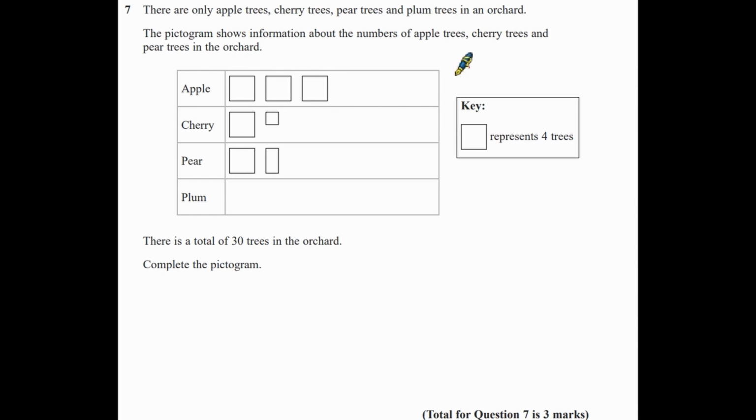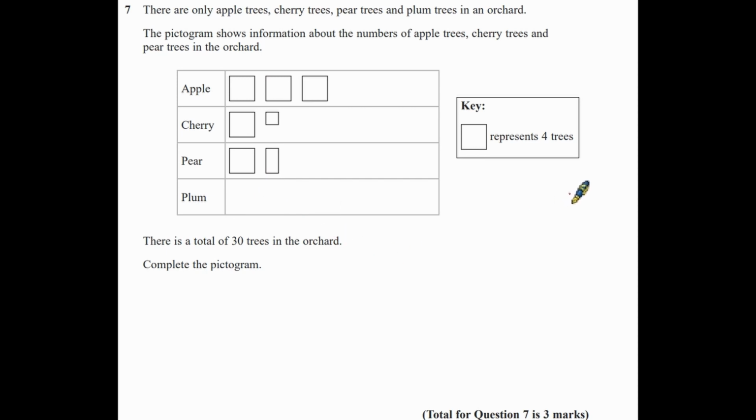Question 7. There are only apple trees, cherry trees, pear trees and plum trees in an orchard. The pictogram shows information about the number of apple, cherry and pear trees. There's a total of 30 trees and we have to complete the pictogram. So in other words, we are being told in a pictogram how many apple, cherry and pear. We know there are 30, therefore there must be some plum trees and we need to represent that.